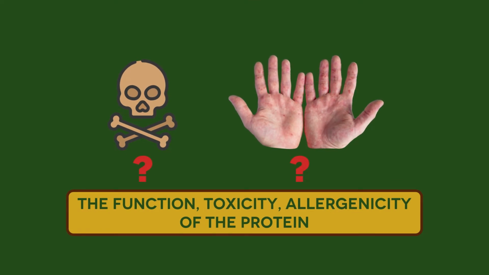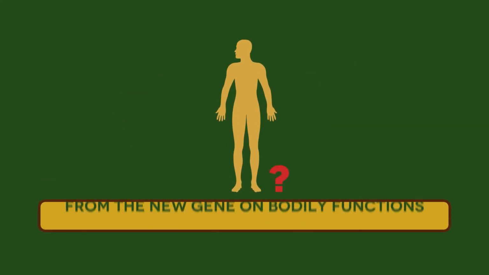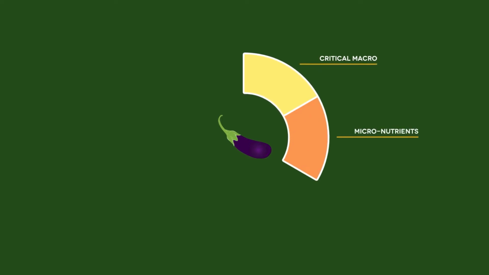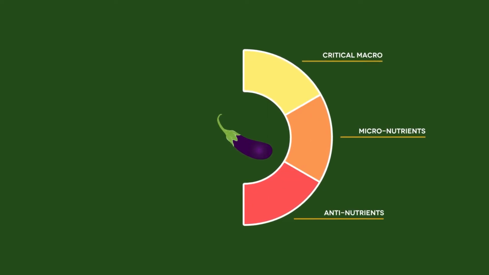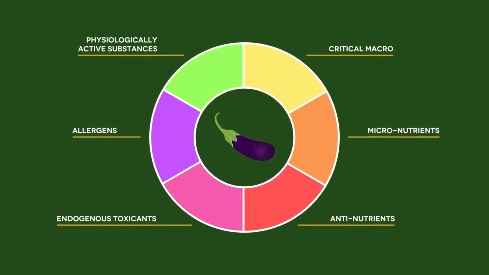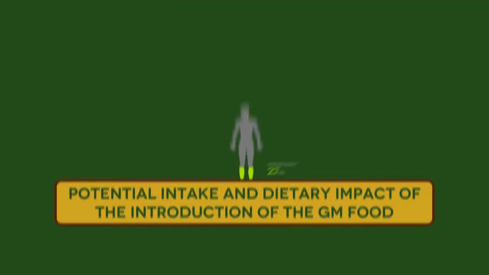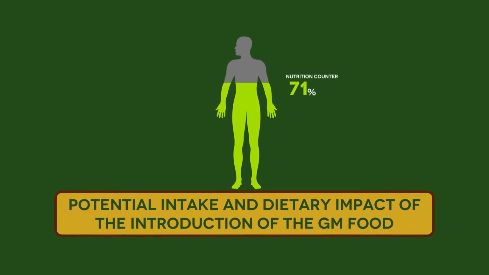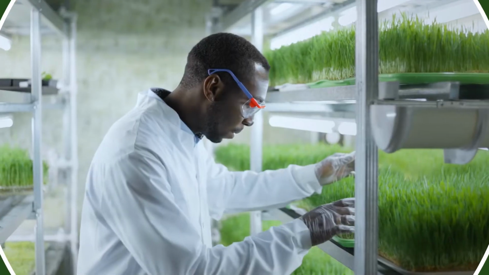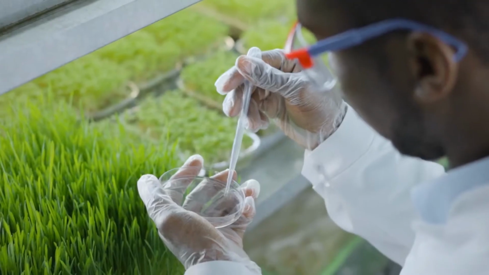the protein, any secondary effects from the new gene on bodily functions, any difference in composition of critical macro- and micronutrients, anti-nutrients, endogenous toxicants, allergens, and physiologically active substances. Potential intake and dietary impact of the introduction of the GM food. These potential risks are identified through a number of scientific methods.